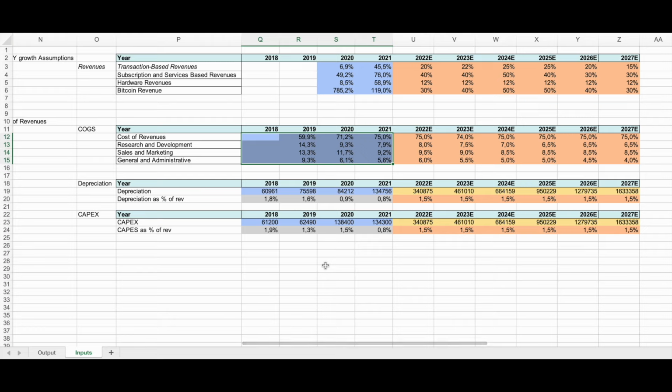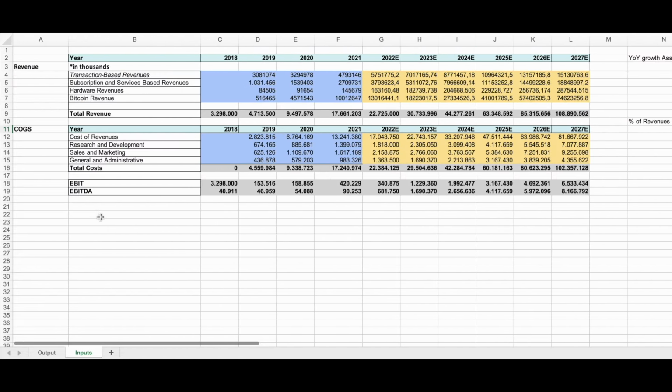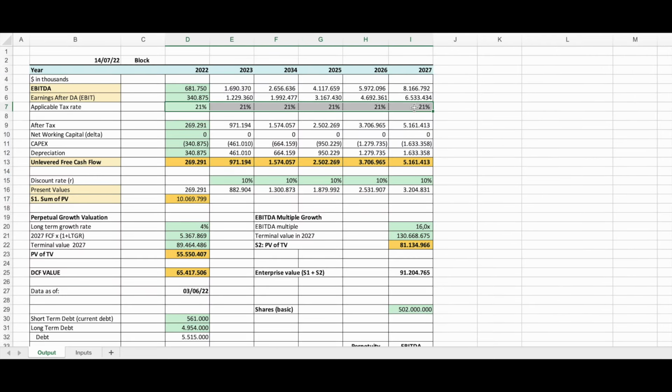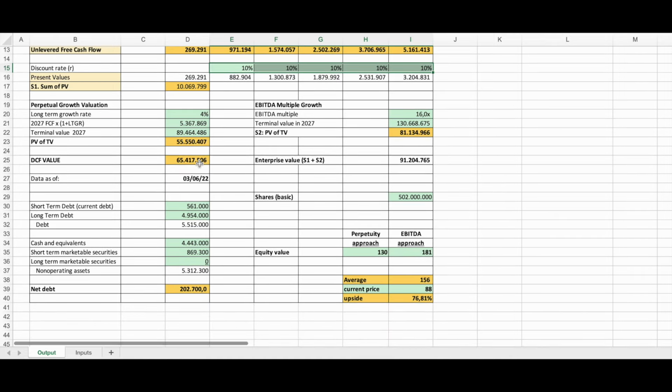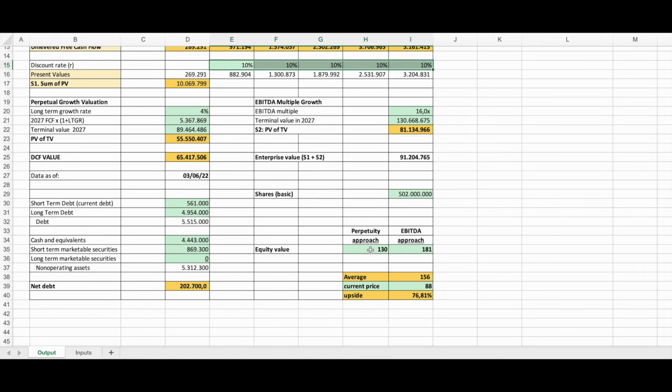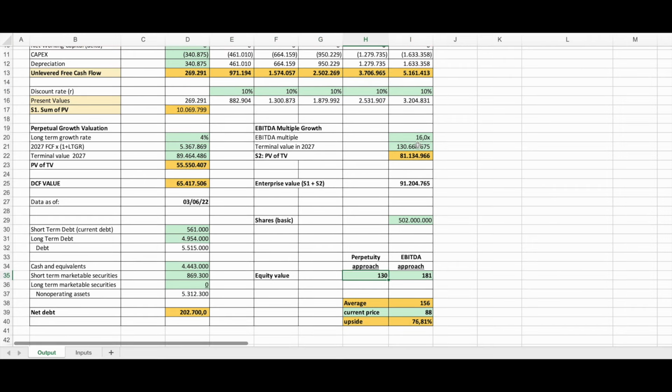To reach these values, I extrapolated the transaction-based revenue, subscription, hardware, and Bitcoin revenue up to 2027, and I did the same for cost of goods sold, depreciation and capital expenditures, and they will arrive at these values right here to 2027. These inputs using a 21% tax rate, a 10% discount rate, a 4% long-term growth rate will give the perpetuity approach value of 130, and with an EBITDA multiple of 16 times, I get the EBITDA price.